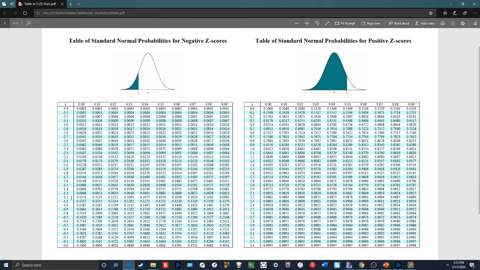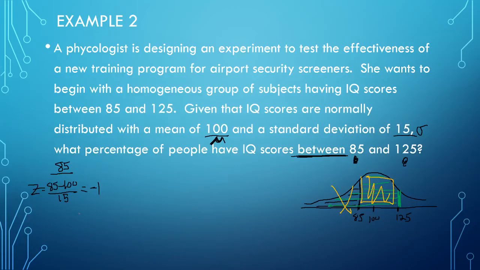So let's get the probability for picking somebody one deviation below the average. Negative 1.0, which is there and there. So that'd be this one right here, 0.1587. If I go to my table here, there it is, 0.1587. So that is the probability of picking somebody who has an IQ score of 85 or less. All right, so now let's do it for the 125.